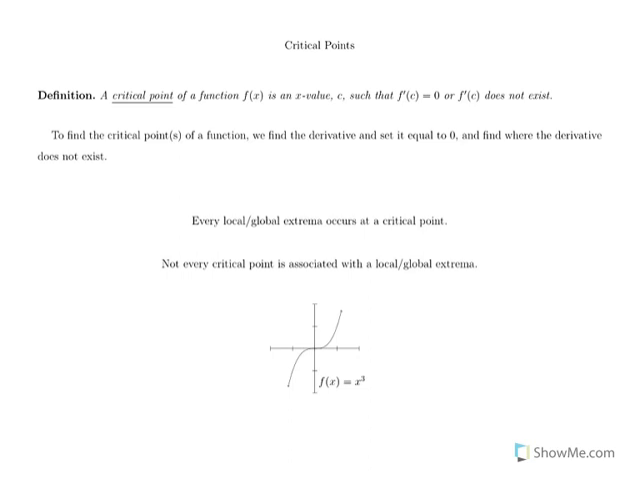When we're thinking about critical points, there are two things we need to really understand. One is that every local and global extrema occurs at a critical point. That's because if we think about the top of a mountain or the bottom of a valley, the local max there has a horizontal tangent line. The derivative is going to be 0 at that point. And the same thing for the local min, it has a horizontal tangent line.